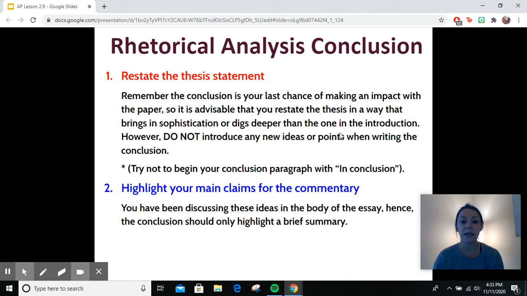Second, highlight your main claims for the commentary. You have been discussing these ideas in the body of the essay. Hence, the conclusion should only highlight a brief summary. So wrap those up. One sentence is all you need.